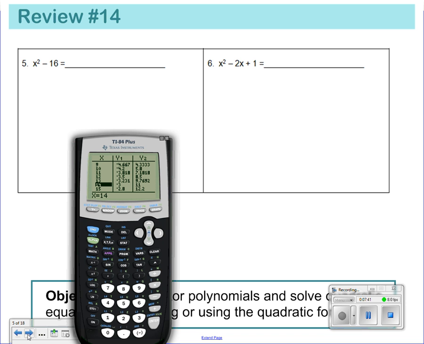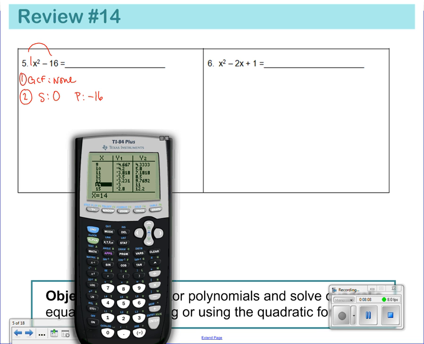Number 5, we're still factoring. We have x squared minus 16. Look in front of the x and see there's not a number, so it tells me there is no GCF. I'm looking for my sum and my product. My sum should be the number in front of the x. There is no number in front of the x, so the sum is 0. The product, we take the coefficient of the x squared, which is 1, times our last, that gives us a negative 16.